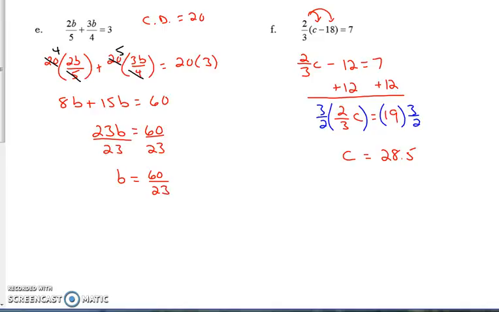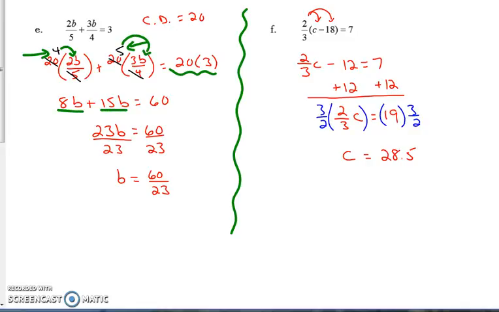Okay, for part E, my common denominator was 20. So I multiplied every part of the equation by 20. And then I reduced. 20 divided by 5 is 4. 20 divided by 4 is 5, and again, not reducing anything on the right-hand side because there's no fractions. And what I was left with was 4 times 2b, which is 8b, and 5 times 3b, which is 15b, equals 60. And then I combine my like terms to get 23b equals 60. Dividing both sides by 23, my final answer is 60 over 23.